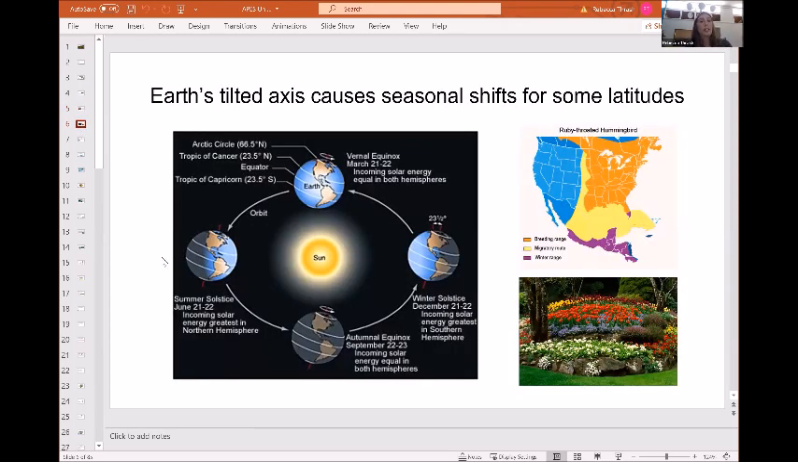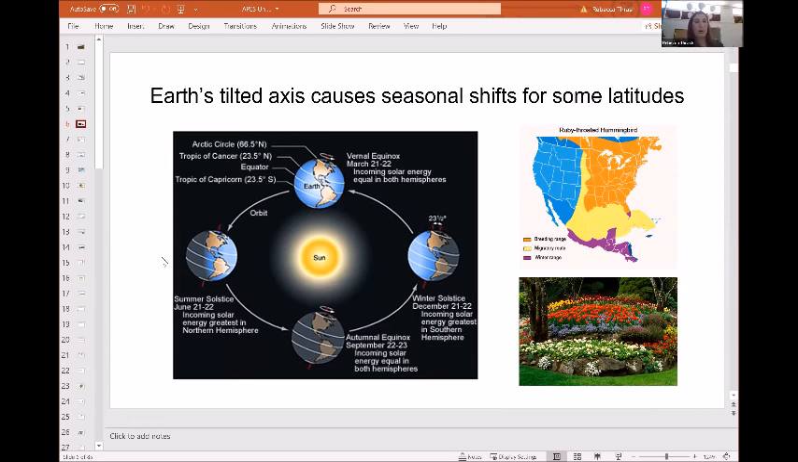Now, one of the important things when it comes to considering the energy dynamics globally is the way that the Earth's tilted axis causes seasonal shifts for some latitudes. This is going to be important later when we talk about what causes areas to be more biodiverse, or why might there be more productivity in one area versus another, or why do we see different evolutionary pressures in one area versus another. So where we are right now is a temperate area.